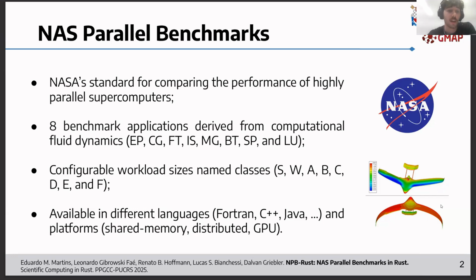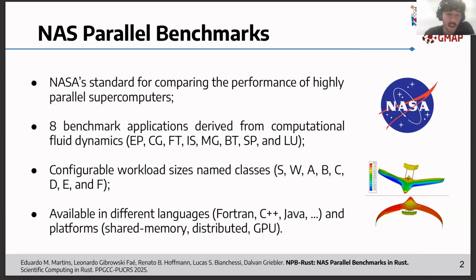For instance, the CG application stresses aspects like communication overheads and also memory locality. And we have a different application like EP, which doesn't have any communication overhead and is intended to test floating point operations. So each of them is very specific and has its own characteristics.